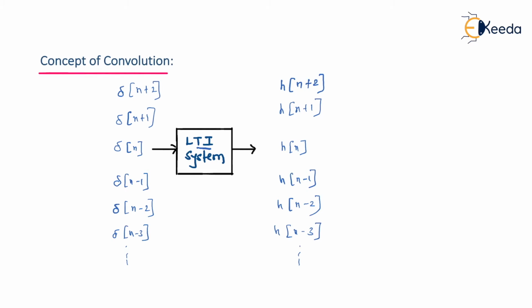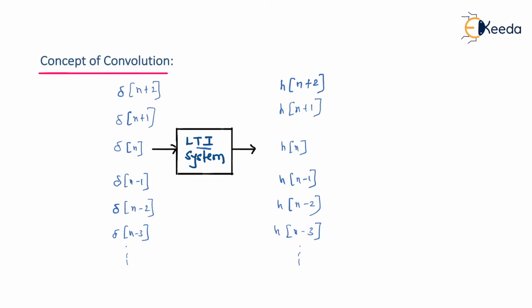What I can conclude from this is, if I give a delayed version of the impulse input, then you get a delayed version of the impulse response. Similarly, if you give an advanced version of the impulse input, then you get an advanced version of the impulse response, that is h of n plus 1 for del of n plus 1 or h of n plus 2 for del of n plus 2 and so on. So this is what we call the time invariant property.